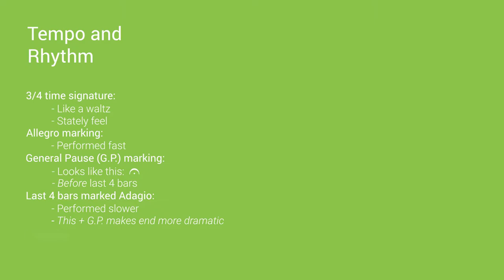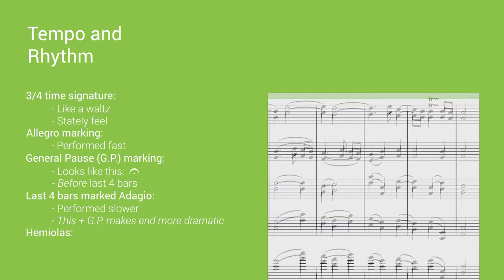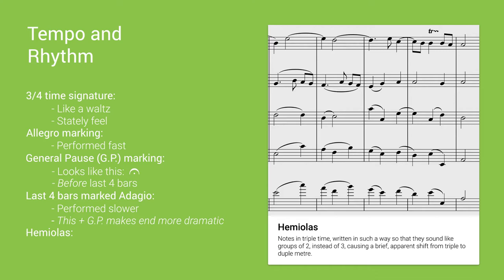We also have hemiolas. Now, these may be a bit hard to get your head around, but it basically means a shift from groups of three beats, which you would expect with the 3-4 time signature, to instead groups of two beats, or a shift from triple to duple meter. In the following extract of the beginning orchestral introduction, you can hear the shift from 1-2-3-1-2-3 to 1-2-1-2-1-2.